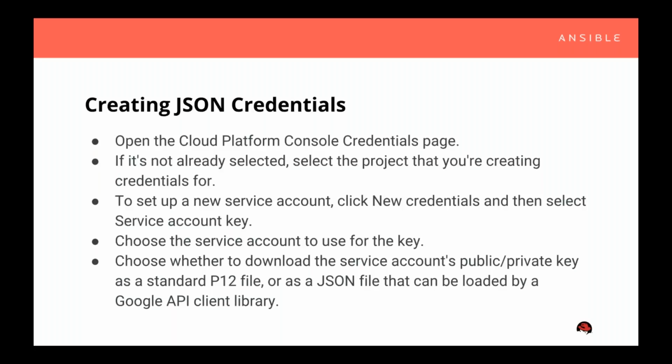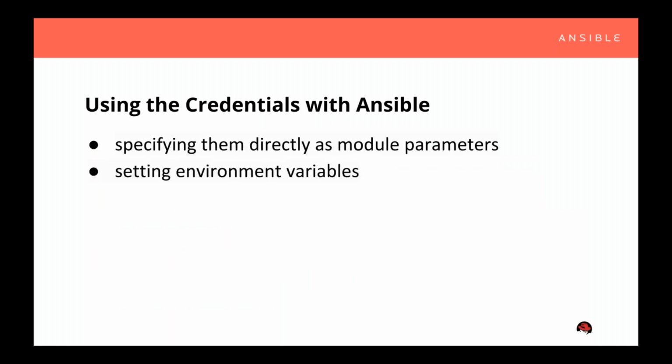This is how you would set that up, and I would like to let you know this came directly from Google. You can open the cloud platform console. If it's not already selected, make sure you have the right project. You don't want to launch into somebody else's project. That'd be no bueno. If you need a new service account, you can do it right from there as well. That's super easy. Then choose whether you want to download the service account public private key as a standard P12, or JSON, which we do recommend. Or you can also load them into the Google API client library.